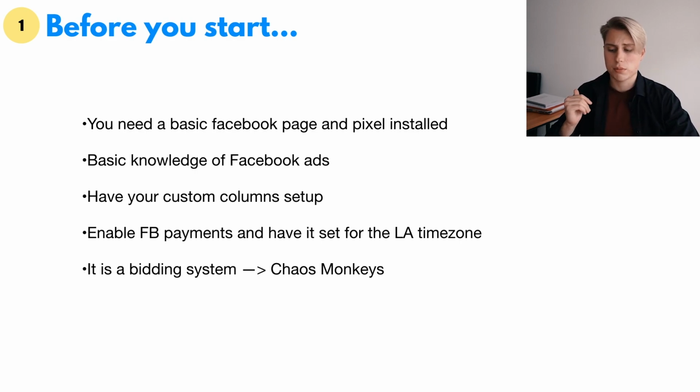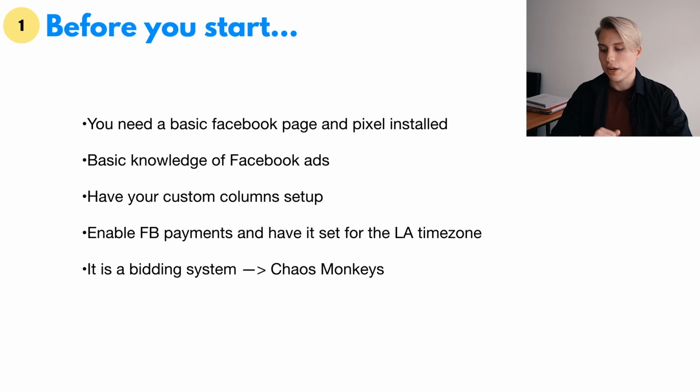You need to have your custom columns set up. The default columns that Facebook gives you are great for little bits of analysis, but they're not optimized for dropshipping, and they're not optimized for e-commerce. So you definitely want to go ahead and set that up. I also have a video. You need to have Facebook payments enabled, and very, very important, because I see a lot of people skipping this, please set the time zone for your ad account in Los Angeles. That's where Facebook's based, and you want to schedule your ads to start at the beginning of their time.